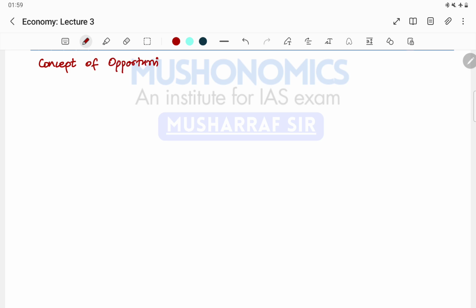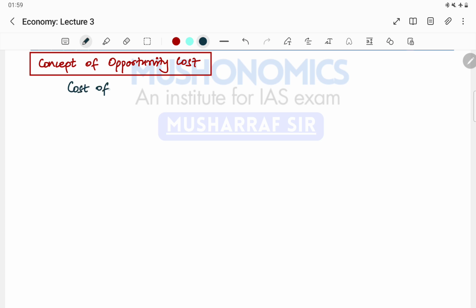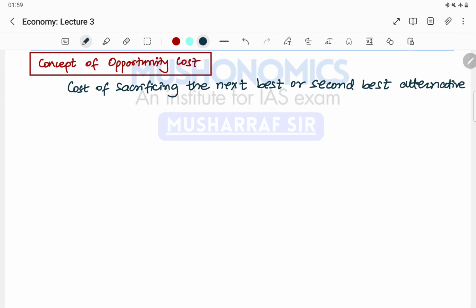Concept of opportunity cost. Okay. So what is opportunity cost? Let's discuss. The cost of sacrificing the next best or second best alternative is called opportunity cost.